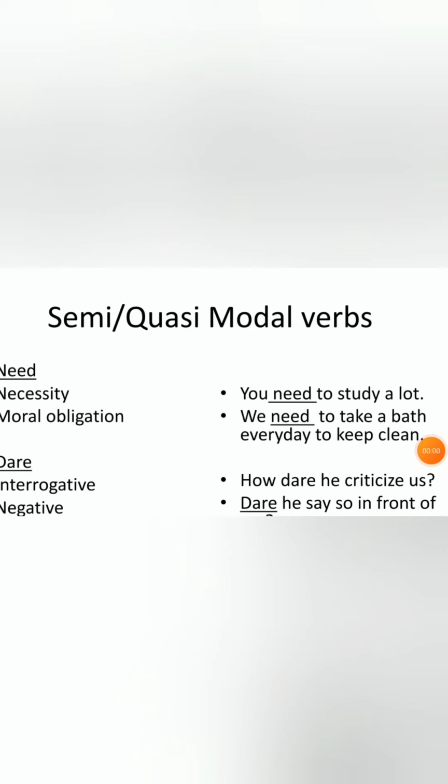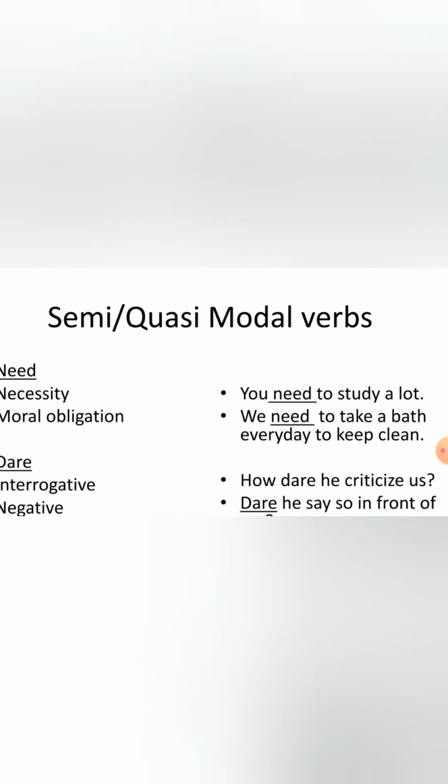And next we are going to learn an important modal verb, semi-modal or quasi-modal. There are 4 quasi or semi-modals. They are ought to, used to, need and dare. They do not share all the properties of other modal verbs. Hence they are called quasi or semi-modal.